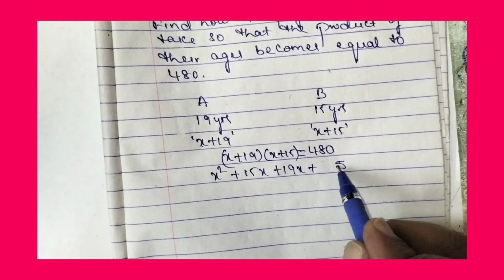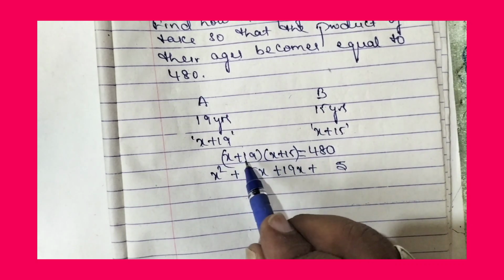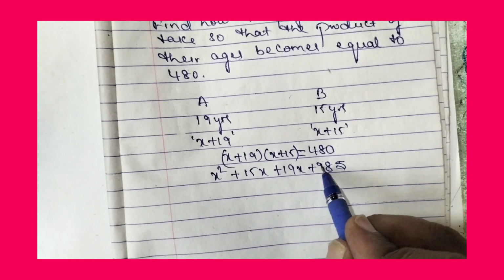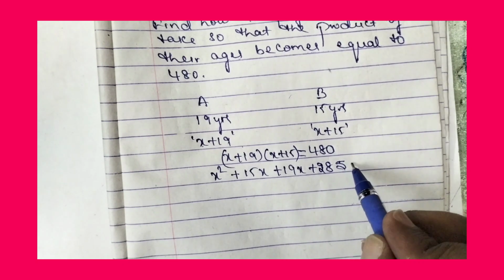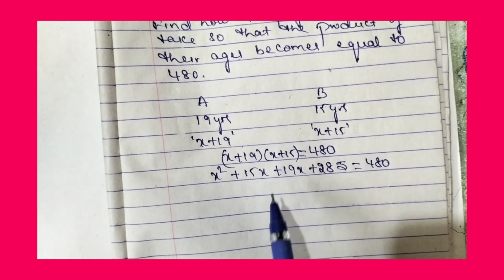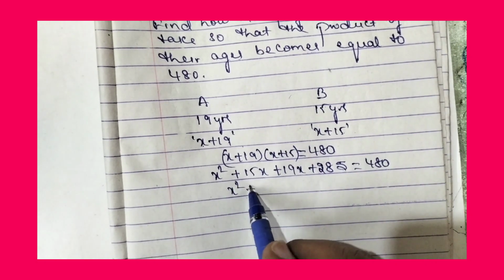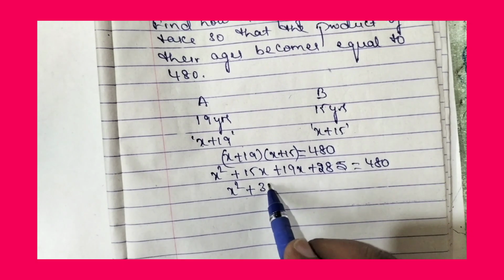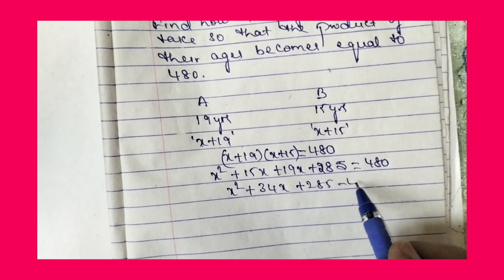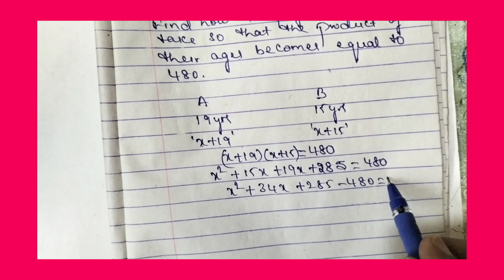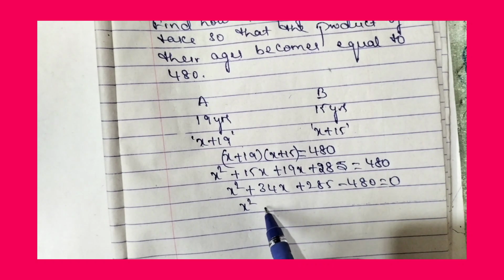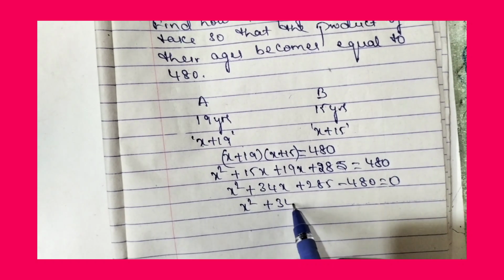19 into 15: 15 nines are 135, write 5, carry 13, 15 ones are 15 plus 13 is 28, so 285, which is equal to 480. Now x square plus 15x plus 19x will become 34x plus 285. Bring 480 to this side, it will become minus 480, which is equal to 0. So now x square plus 34x.